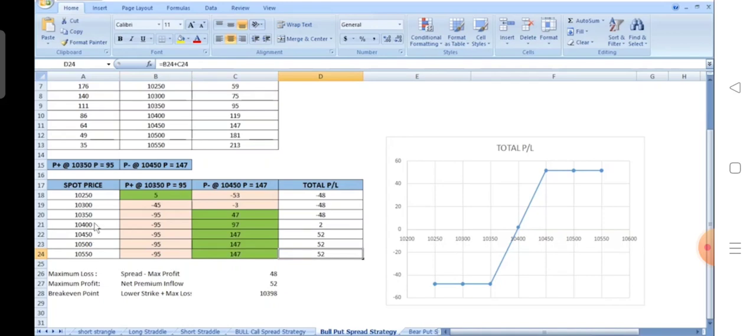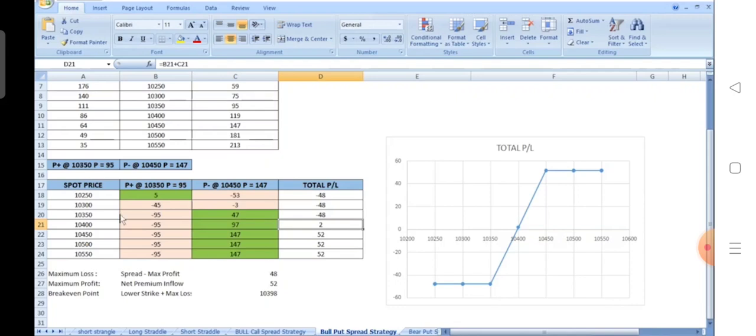Now suppose the price is 10,400 on expiry, so the 10,350 put again lapses, we lose 95 rupees, and the 10,450 put option is exercised. So we have a total payoff of 97 rupees from this option leg. So the total strategy will give us 95 rupees loss, 97 rupees profit, a total of 2 rupees profit.